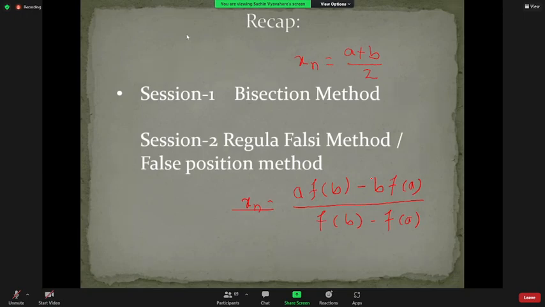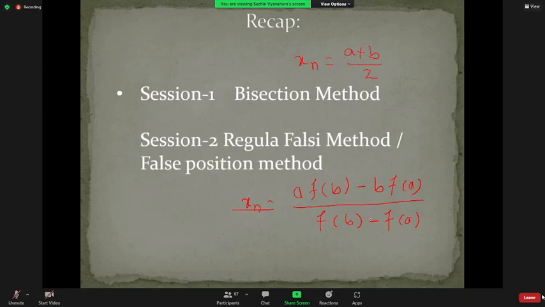So the formula is simple: a f(b) minus b f(a) upon f(b) minus f(a). It is based on the equation of a straight line, and that is the equation of the chord joining the points (a, f(a)) and (b, f(b)). Mainly it is the chord which joins those points. So there are two names. Sometimes it is referred to as regula falsi, or sometimes it is referred to as the false position method. Remember, both are the same method. So that is about the two methods we finished in the first two sessions.